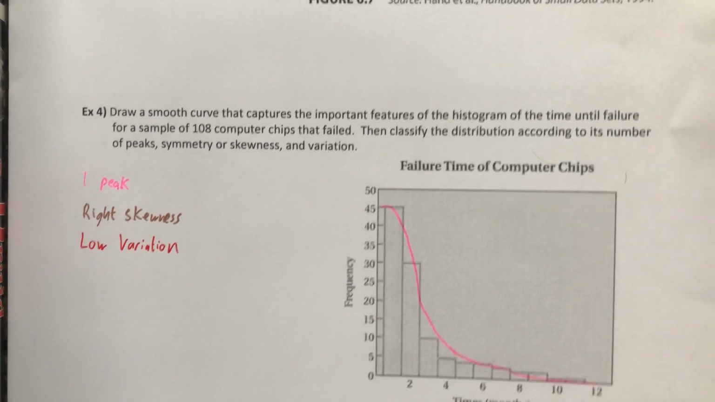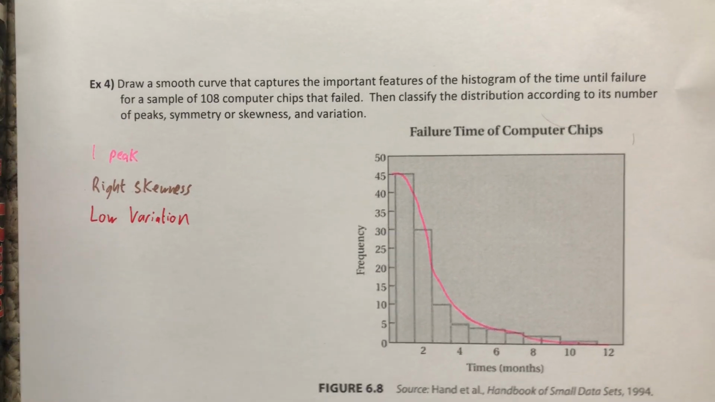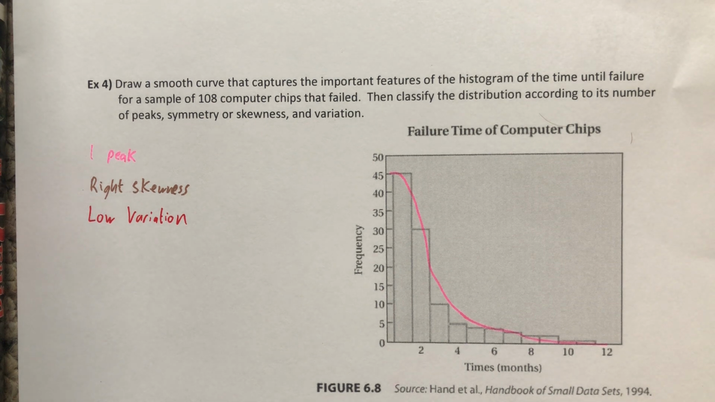All right, for this one, we are looking at how long it takes a computer chip to fail. We have a bunch of them that fail within 1 or 2 months, and then we have some that last 10 to 12 months. Okay. This is a one peak. We have one value around 1 to 2 months.